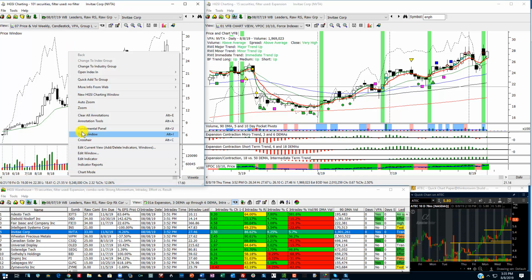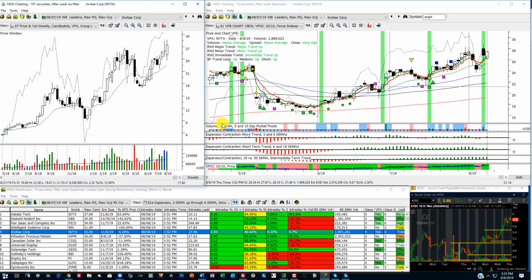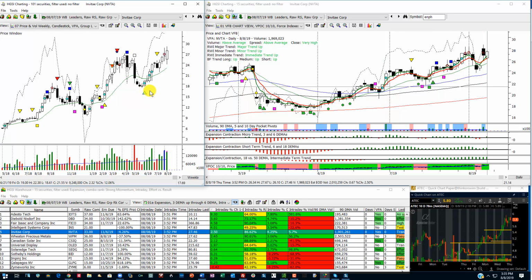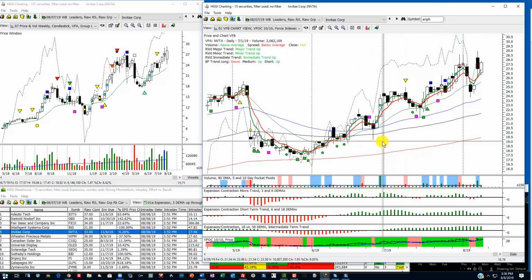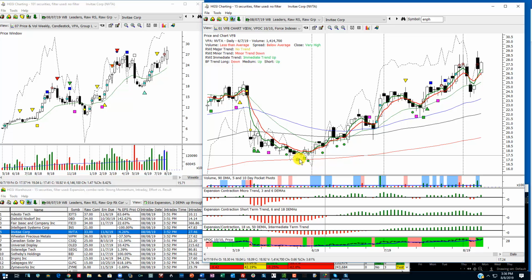Now, I don't have the VPA on here. Let's just turn it on quickly and see if any of these show up. Now, look at this here. Effort to rise on this weekly chart. And this is back on June 7th. This is a weekly chart. It would have been right in here, and we were getting multiple VPA signals on the daily charts. And, you know, it's a little bit loose, but not too bad.